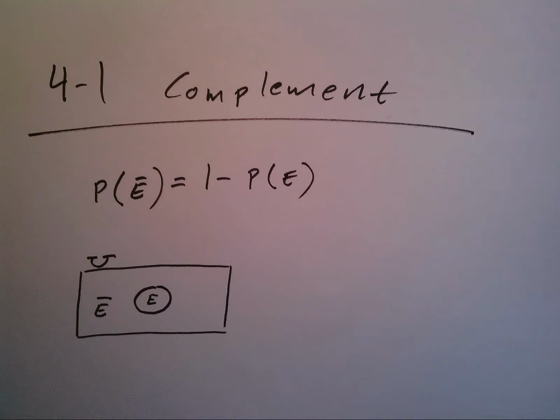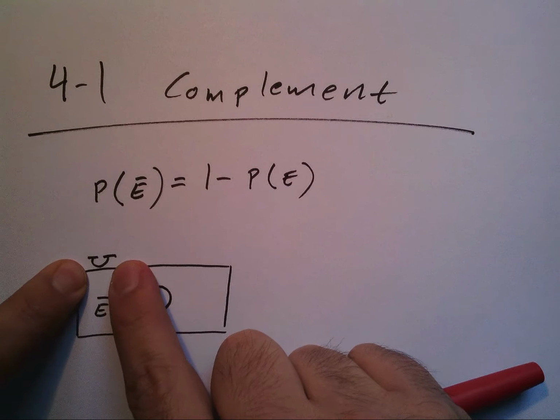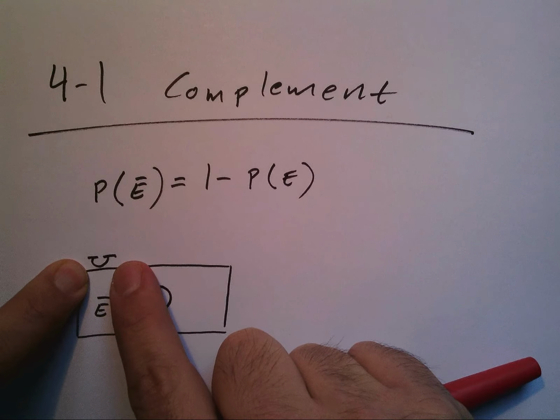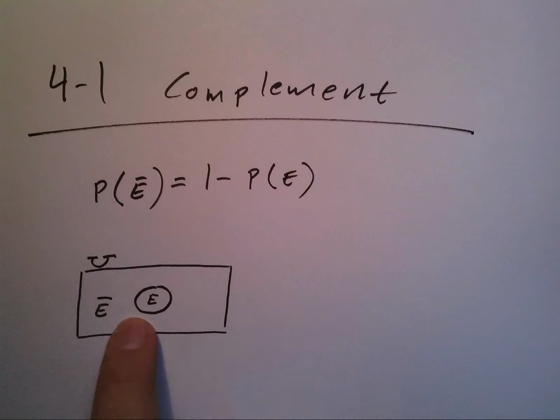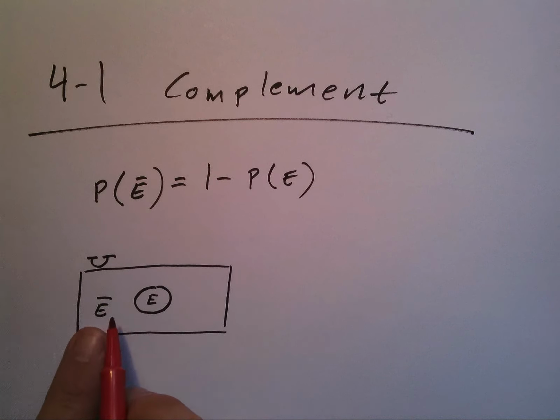Now, one way to think about this is with Venn diagrams. I have a box which represents the universe, all of my events. I have segregated a portion of my universe to create everything that is E. Everything on the outside of that circle, by definition, is everything that is not E. And you notice the symbol I use for this is E with a bar on top of it.